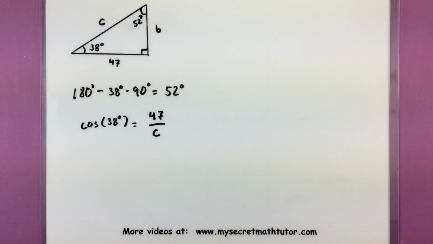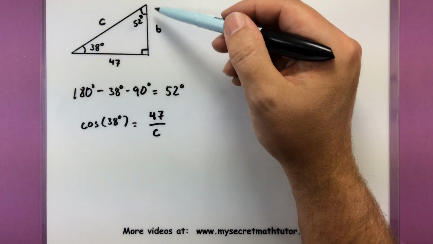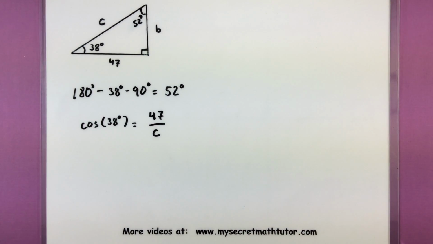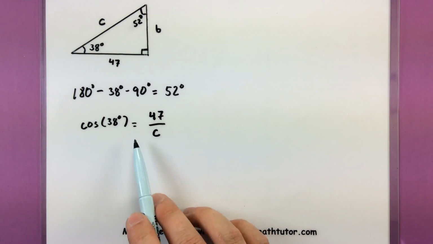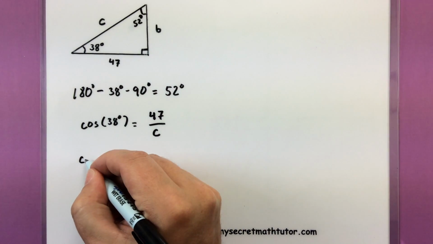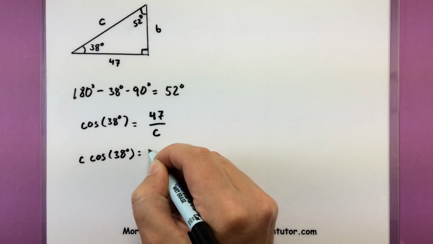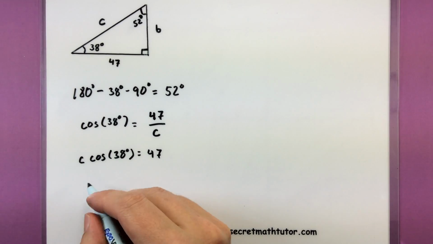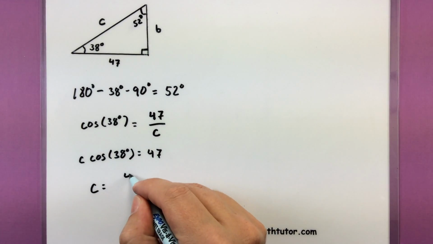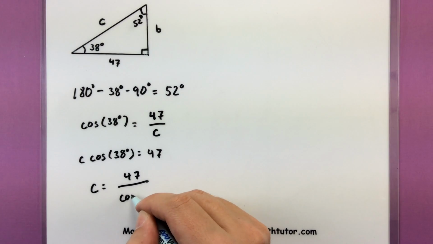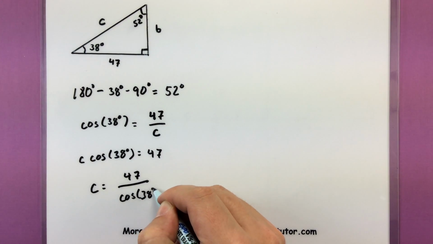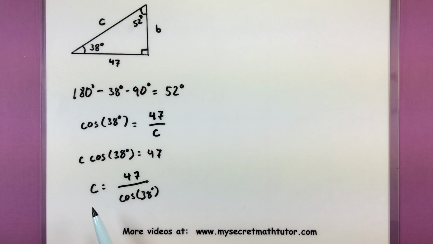If I tried to use something like sine, I'd end up taking b over c, and I'd have too many unknowns. I couldn't really move forward with that. All right, so let's see what we can do with this. I want to end up solving for c, so let's go ahead and multiply it by both sides. And then to get c all by itself, we'll go ahead and divide both sides by cosine of 38. Not bad. So this says that c is equal to 47 divided by the cosine of 38 degrees.